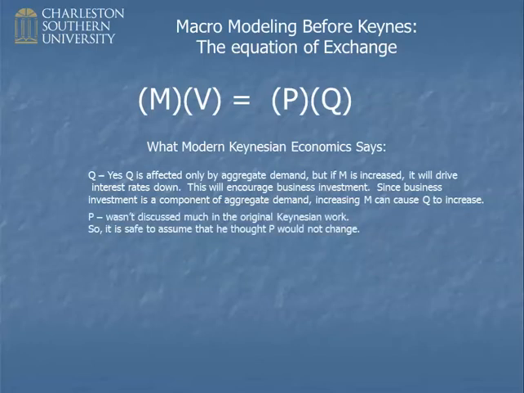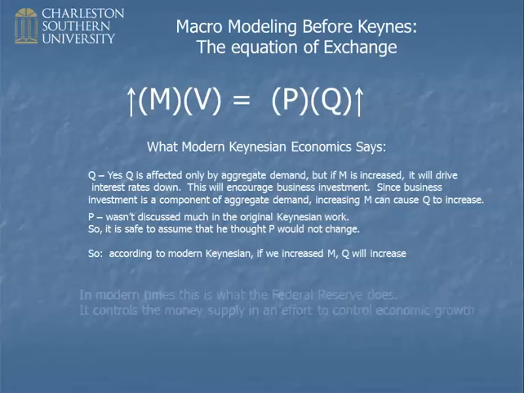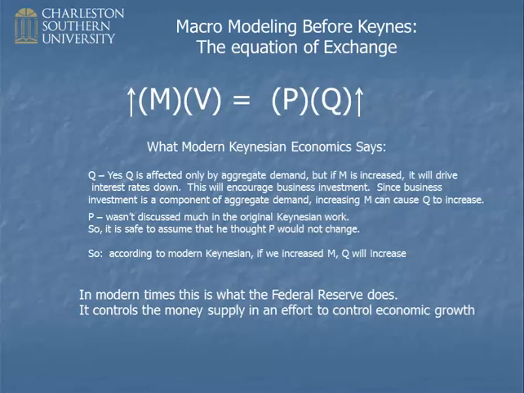P, again, wasn't discussed much in the original Keynesian work, so it's safe to assume he thought P would not be changed. Therefore, according to modern Keynesian modeling, if we increase M, Q will increase. You can see it right there. If we increase M, Q can go up, P doesn't move, and I guess by assumption V didn't move either in modern Keynesian economics. Alright, so that's what Ben Bernanke thinks. In fact, Ben works hard to move the money supply up or down because he has this idea that by controlling the money supply he can manage growth in the economy. So in modern times this is what the Federal Reserve does. It controls the money supply in an effort to control economic growth.